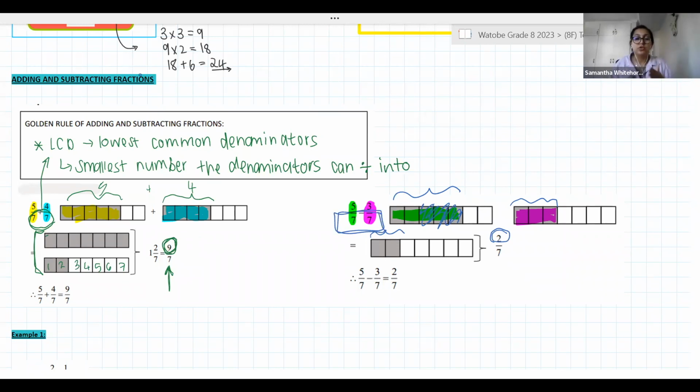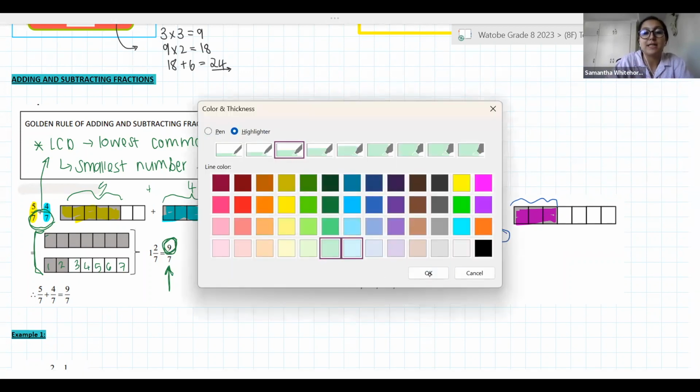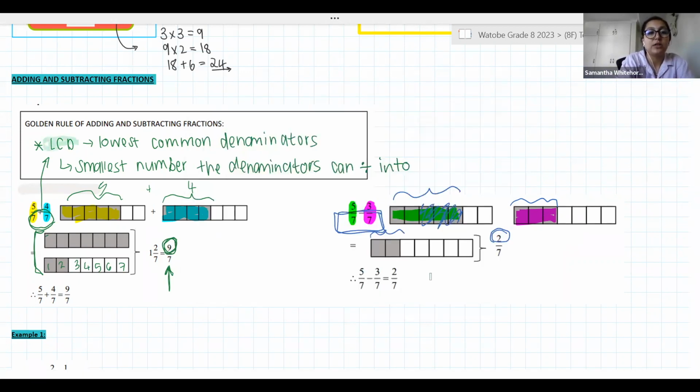I was able to do this operation because my denominators are the same. So very, very important when working with fractions, and only when you are trying to add or subtract do we need to have an LCD. So very importantly, it's only when you add and subtract fractions. We're going to talk about multiplying and dividing fractions, but you only need an LCD when you are adding or subtracting.